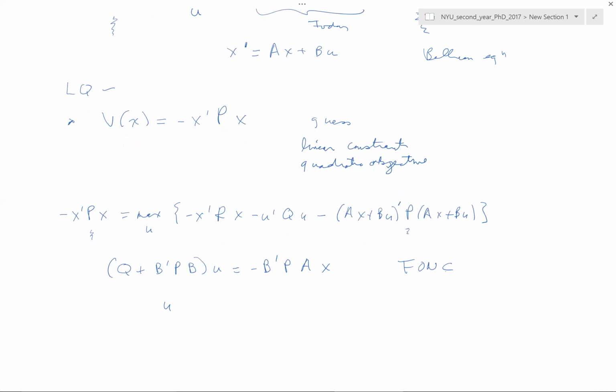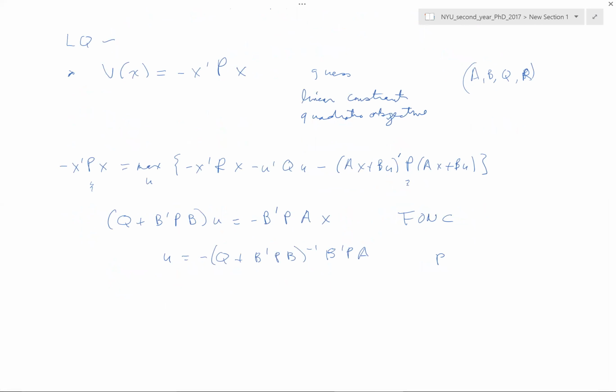Notice, by the way, I haven't said much about A, B, Q, and R. I haven't said that A is a stable matrix, for example. I haven't said any of that yet. So if we solve this, we get this formula. It's a beautiful formula for the optimum decision rule. But it's got an unknown P.